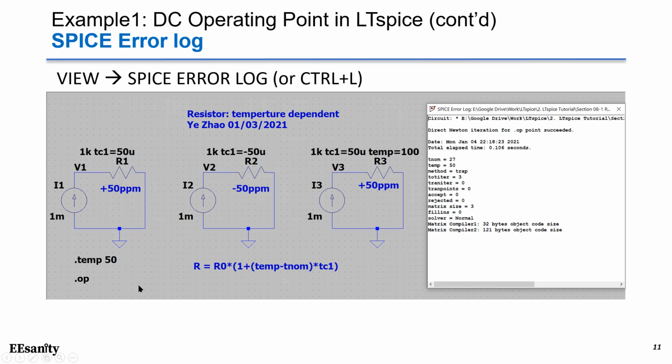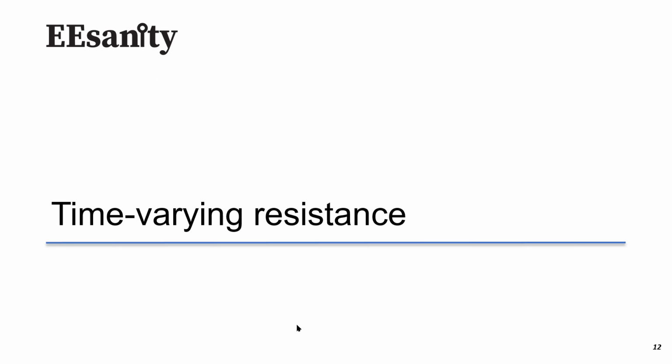If you close the result window and go to View and Spice error log, or simply press Ctrl with L, you can open the Spice error log. This shows you some basic simulation variables, such as Tnom as 27 degrees C and the temperature as 50 degrees C as we defined here. We just finished the temperature-dependent resistance.